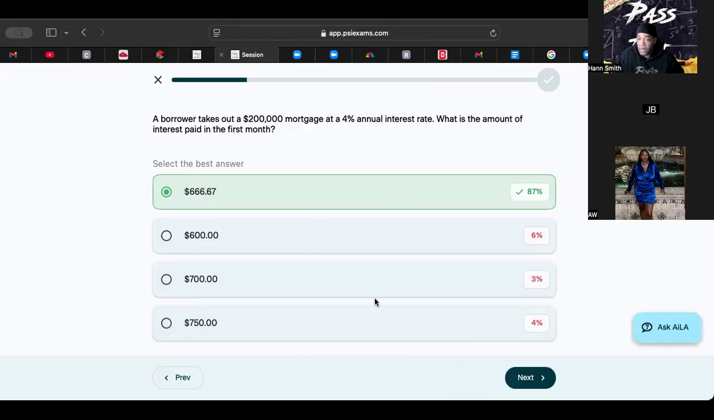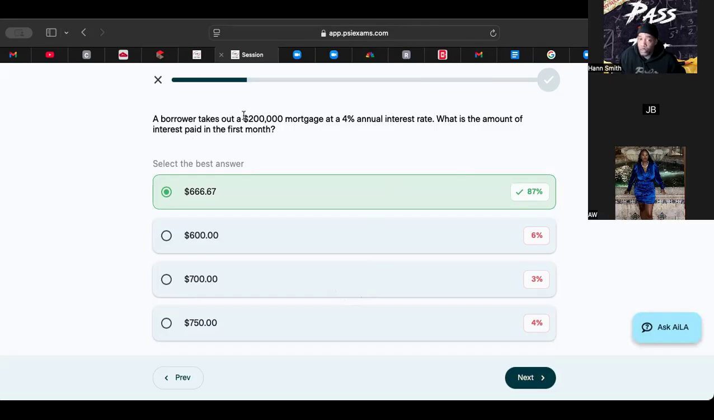Easy money. But what we have to do when we read this is unpack it. And also, we have to read the rest of the question. Now these math questions are the only ones where you don't eliminate answers. There aren't any close answers. It's only the right answer when you're doing math. What is the amount of interest paid in the first month?